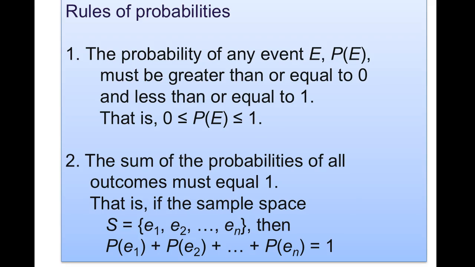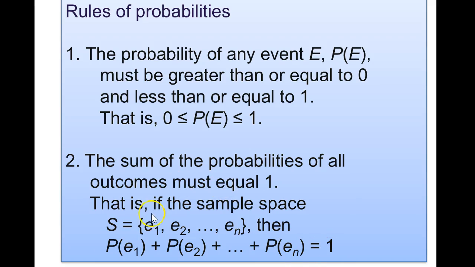The second rule is that the sum of the probabilities of all the outcomes must be equal to 1. That is, if the sample space S equals E sub 1, E sub 2, dot, dot, dot, all the way out to E sub n, then if we calculate the probability of E sub 1 and the probability of E sub 2, so on and so forth, for all the events in our sample space, then the sum of those probabilities should be equal to 1.